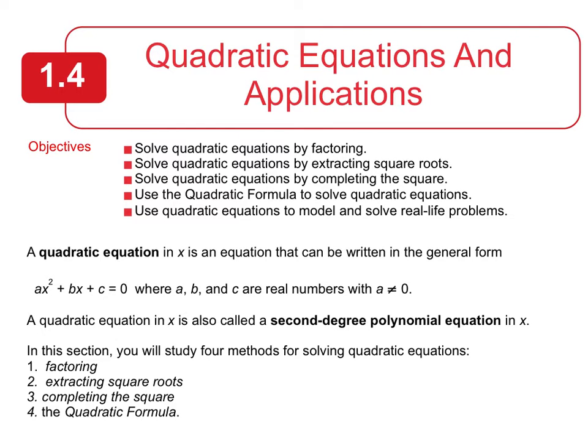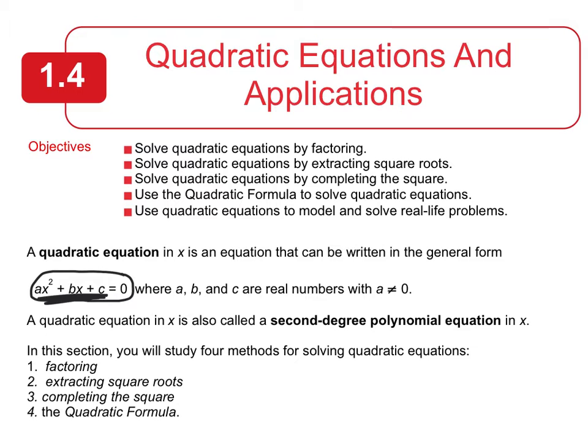Lesson 1.4 is going to review the four methods that we have for solving quadratic equations. And a quadratic equation is when you have an x squared. So in standard form, it's ax squared plus bx plus c. And then you have to have it set equal to 0 to solve a lot of these.